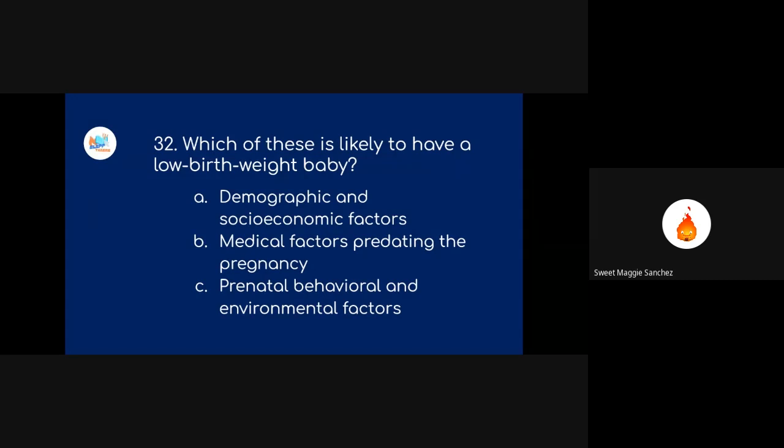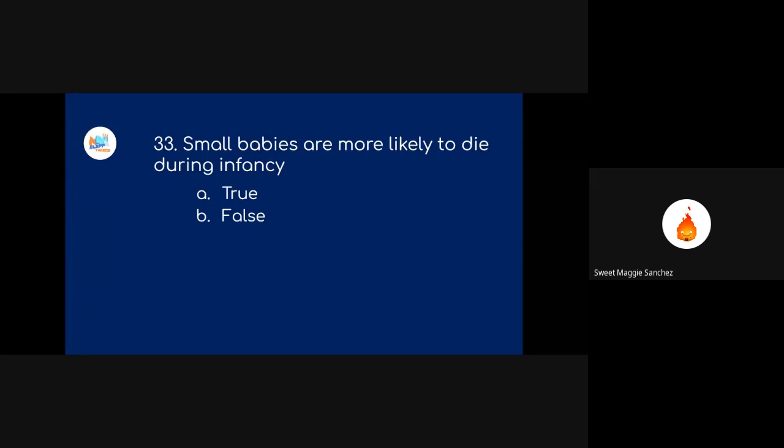Okay, timer stops. Question 33. Small babies are more likely to die during infancy. Is it A, true, or B, false?